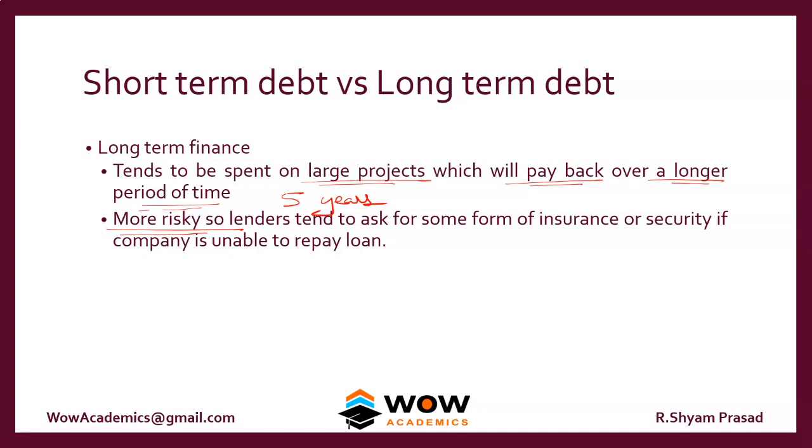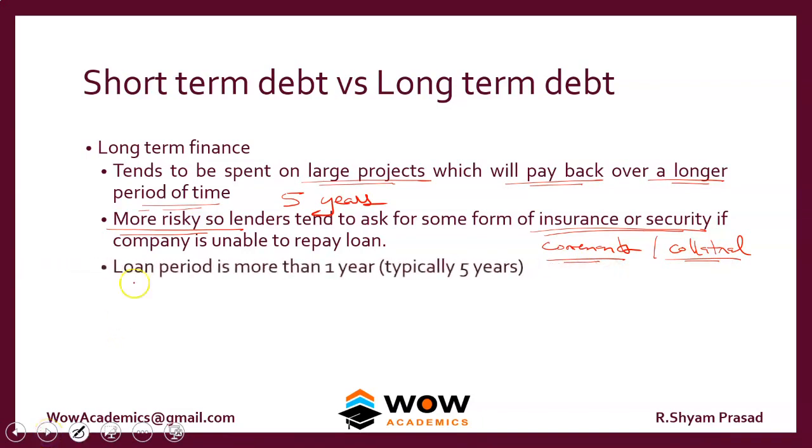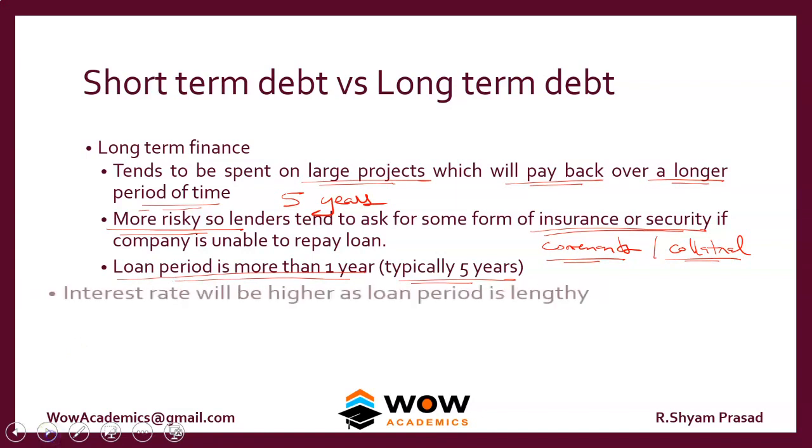So debt holders ask for some kind of insurance or security, for example, security in terms of what we saw in covenants or collateral. So the company has to comply with covenants or collateral. As it's more risky, the company has to do these things. A long-term loan is more than 1 year, typically around 1 year to 10 years. That's a longer term debt time period.